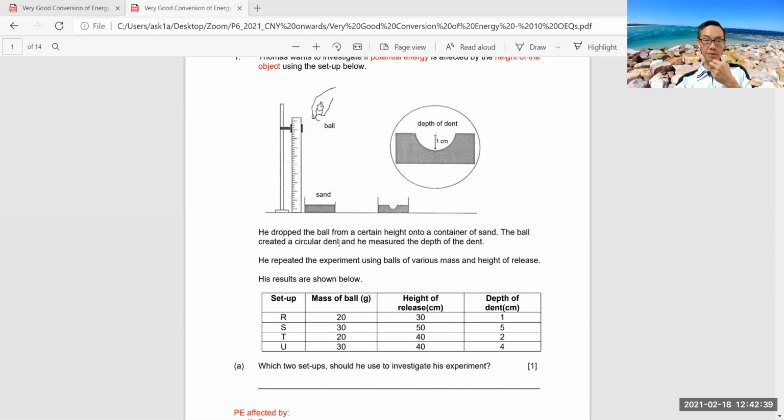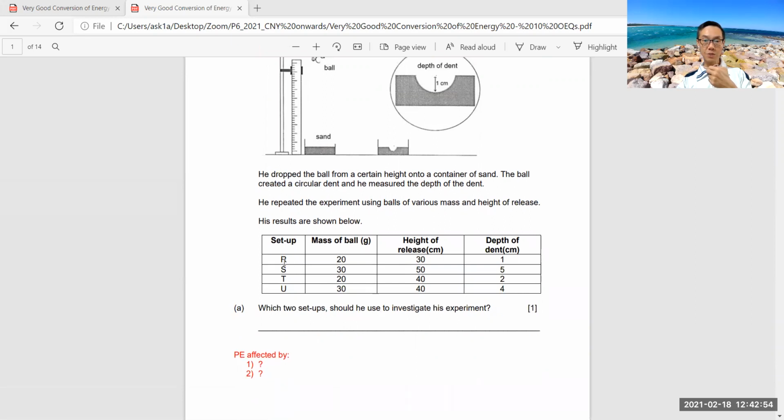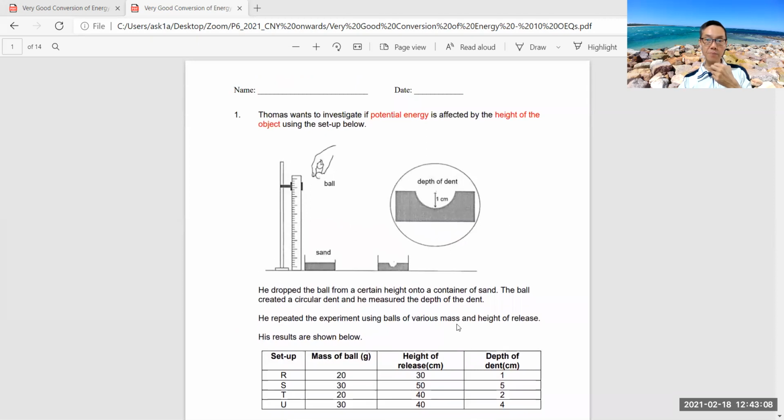The ball created a circular dent and he measured the depth of the dent. He repeated the experiment using balls of various mass and height of release. His results are shown below. So these are the results. There are 4 setups. In this question, which 2 setups should he use to investigate his experiment? When the student looks at this question, the student must understand the aim of the experiment, as I have previously highlighted here, which is to investigate if the potential energy, which is gravitational potential energy, is affected by the height of the object.